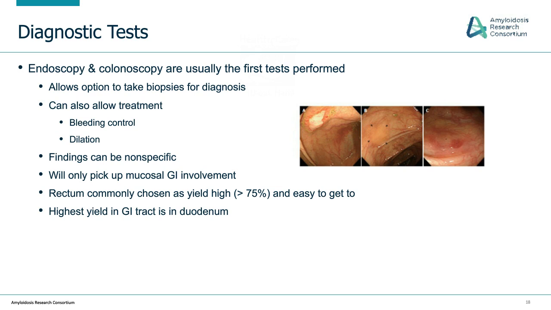Typically, if we're looking at the yield of doing biopsies in different areas, the highest yield is actually from the duodenum. Most series have looked at if you take biopsies throughout the gut, at what point you're most likely to find actual signs of deposition. It looks like the small bowel is the highest. But we often will take biopsies from the rectum with the idea that the yield is still pretty good, and it's much easier to get to and much closer, and there's less involved in terms of doing that.